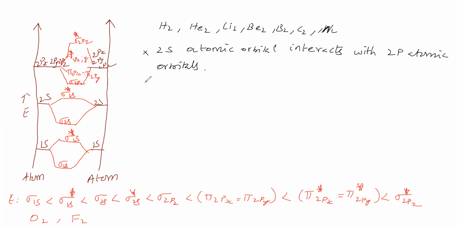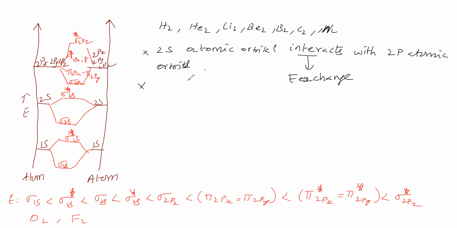Now, due to this interaction, what will happen? Interaction means energy exchange. Energy exchange means one is losing energy and another one is gaining energy. So here the 2s atomic orbital and the 2p atomic orbitals undergo interaction, in the sense one will lose energy and one will gain energy. So which will lose and which will gain?